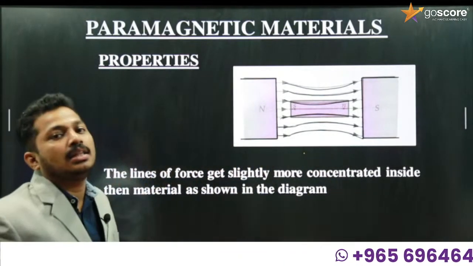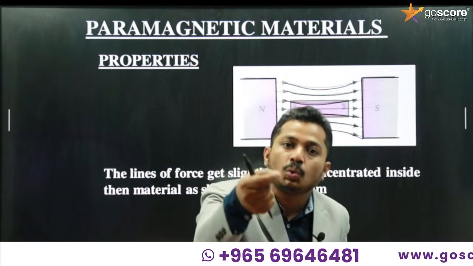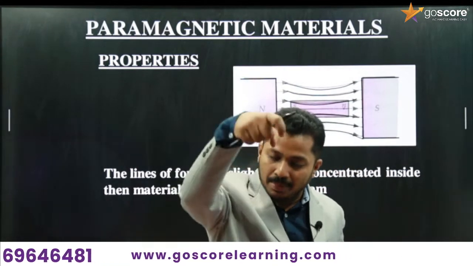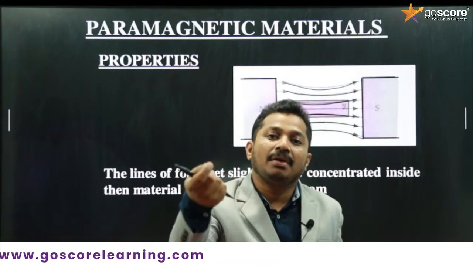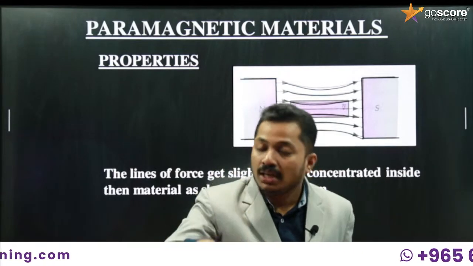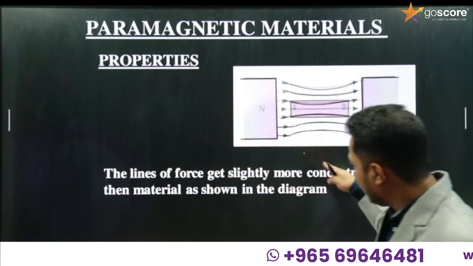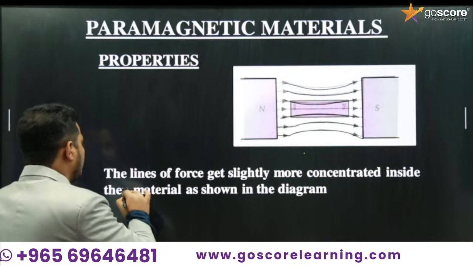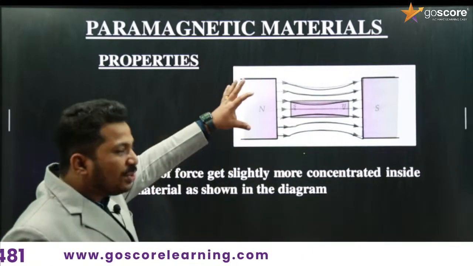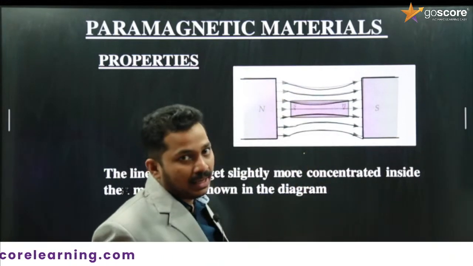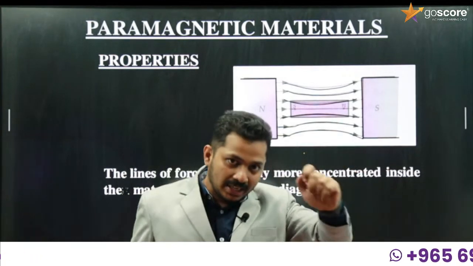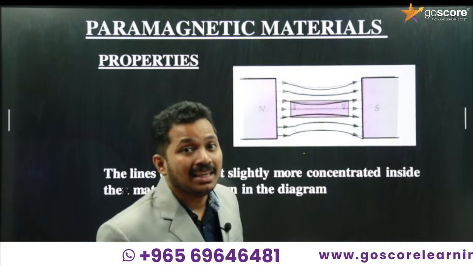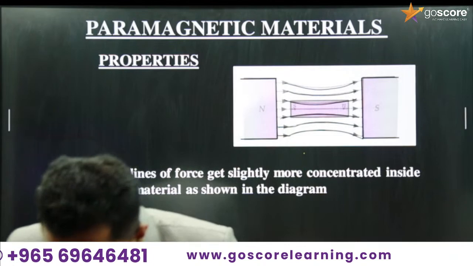They will be attracted towards the paramagnetic material, which means the lines of force prefer passing through the paramagnetic material rather than going through the surrounding air. So when we place a paramagnetic material in a magnetic field, the lines of force get slightly more concentrated inside the material. The concentration of field lines will be more inside the material compared to the surrounding air.